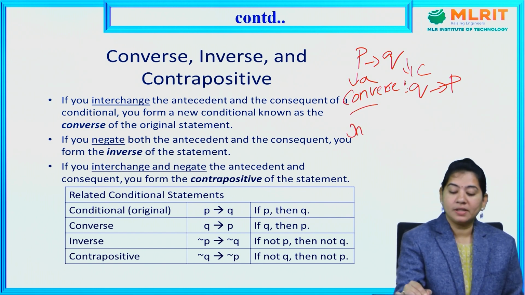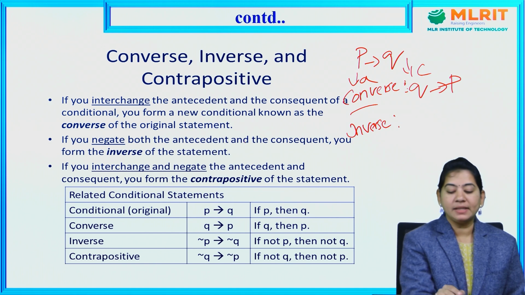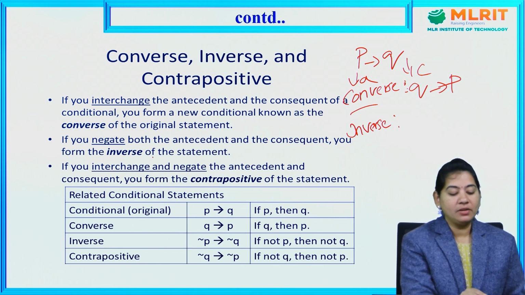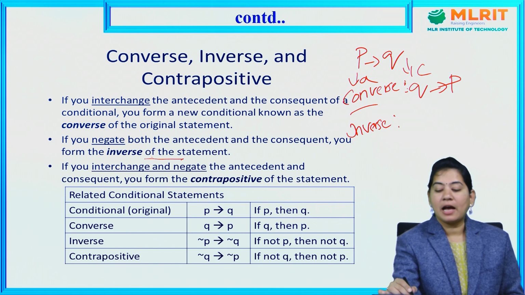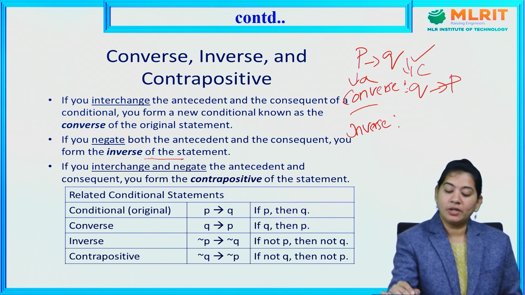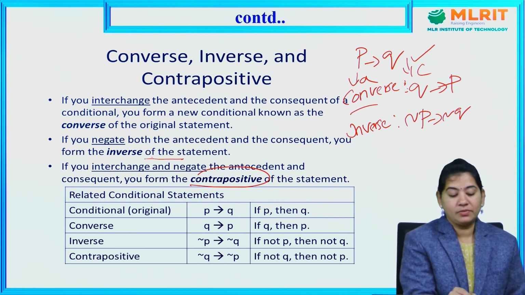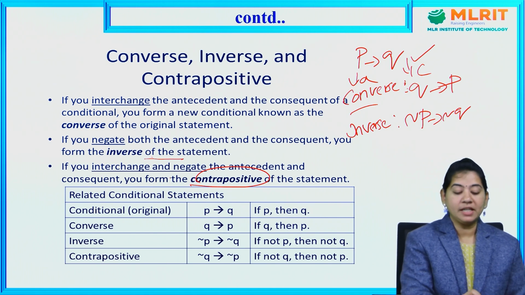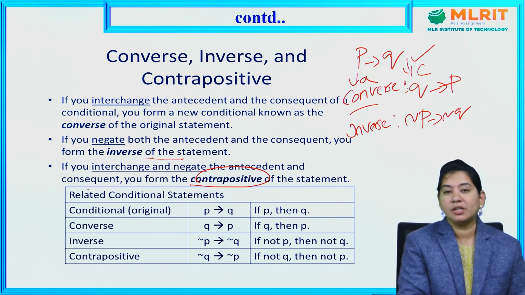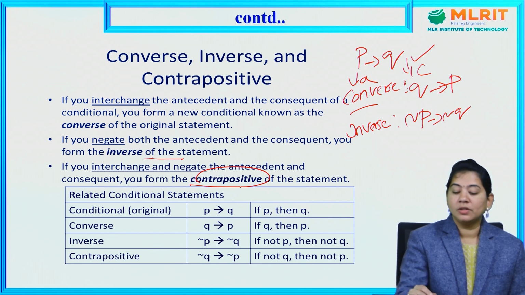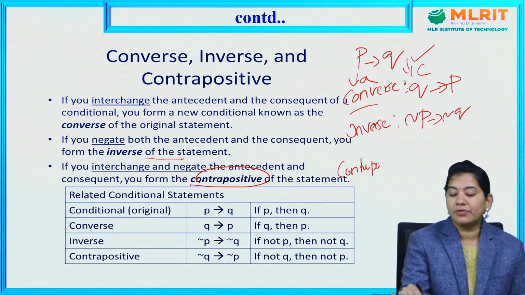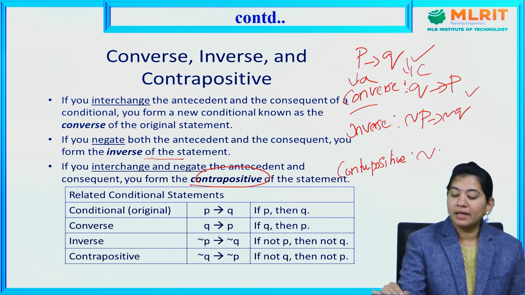And what is the inverse? Negating both antecedent and consequent is called the inverse of the given statement, that is, applying negation to the conditional statement. So here it is negation P implies negation Q. Next we have the contrapositive. What is the contrapositive? Interchanging and negating both antecedent and consequent forms the contrapositive. That is, applying negation to the converse. The converse is Q implies P, and applying negation gives negation Q implies negation P.